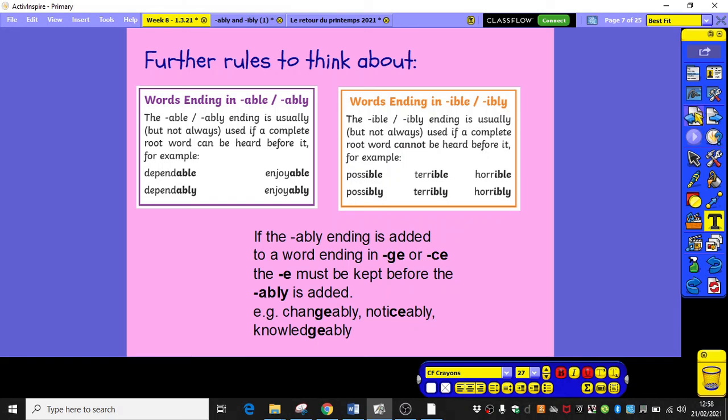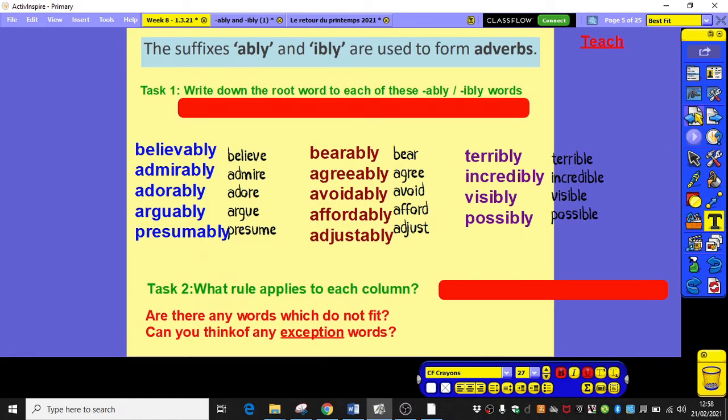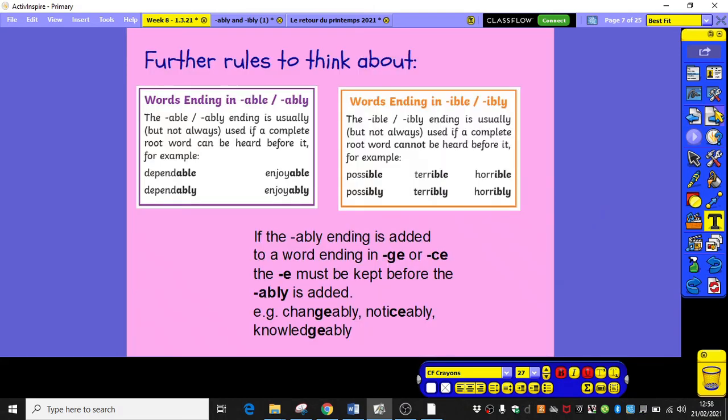Thinking about helping us to learn how to spell these words, looking at the root word, remember we said that ably and ibly turn words into adverbs. So if we're looking for an adverb, and we're not sure about how to spell an adverb, such as believably, now if we know the word believe and we want to make it into an adverb, we've just learned that we have to take off that e at the end of believe before we add the ably. So these are really important rules to help you with your spellings.